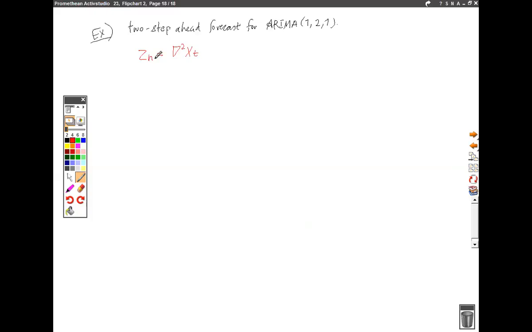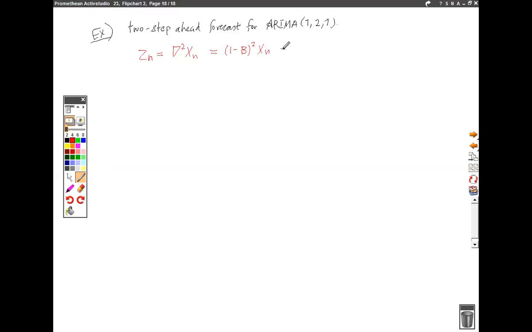Again, this is just the start of the process. I haven't yet written my Zn in terms of x. So probably I should just write Xn, stick to the same. Here Xn follows ARIMA 1,2,1 and Zn will probably follow ARIMA 1,1. But let us see what happens. So if I have to rewrite my Z in terms of x's, I can substitute instead of this nabla square, 1 minus B square Xn.